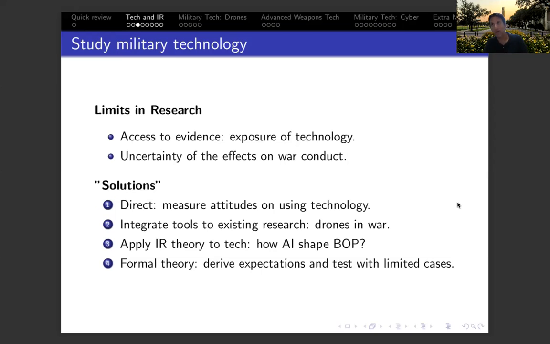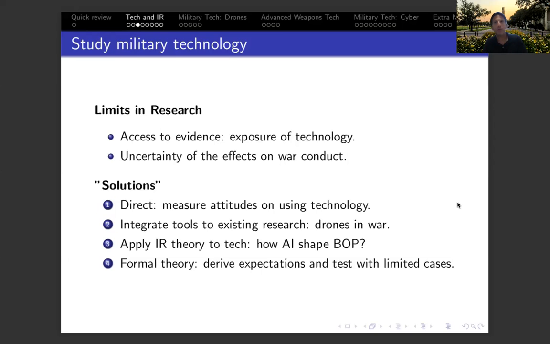For example, how does the use of drones shape the war in Afghanistan? How does the use of cyber tools add to or affect existing conflicts? We talked about it a little bit last week when I talked about counterterrorism. We'll talk about cyber today.